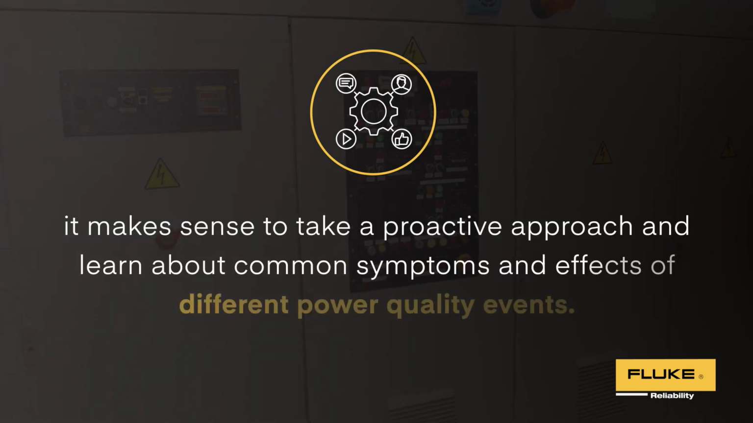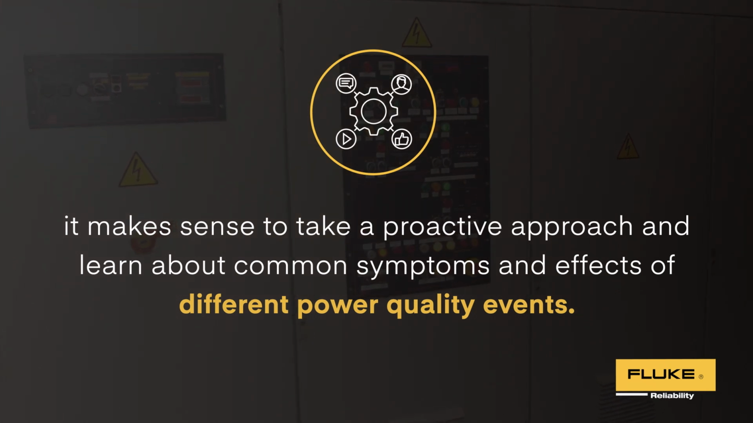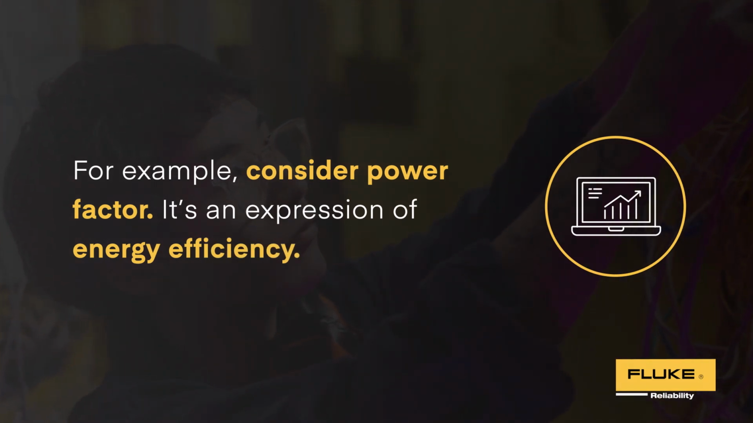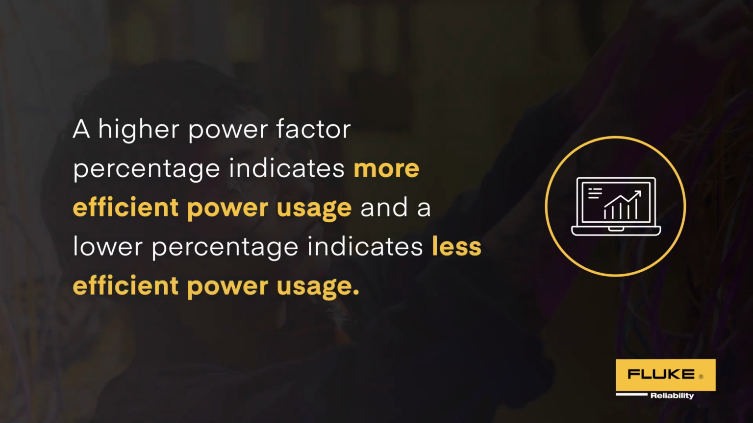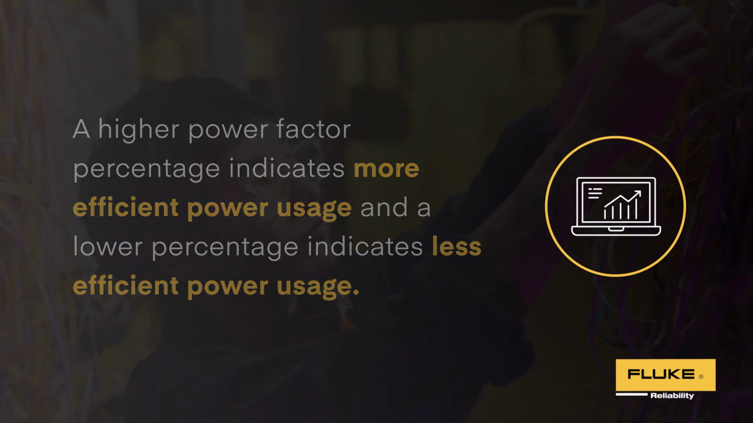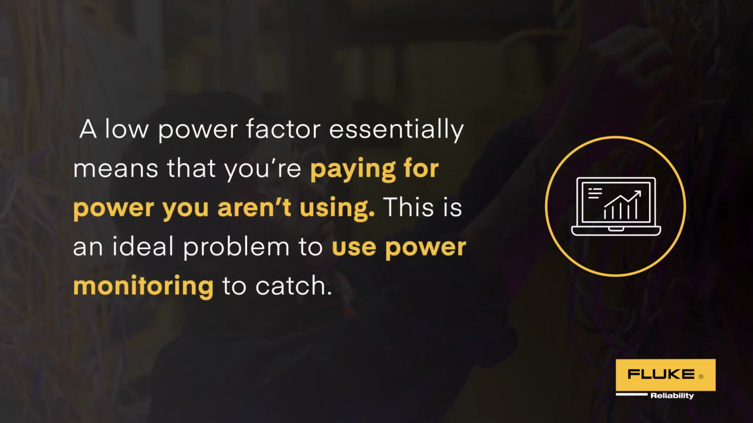Because many power quality events happen on the user's side of the meter, it makes sense to take a proactive approach and learn about common symptoms and effects of different power quality events. For example, consider power factor. It's an expression of energy efficiency. A higher power factor percentage indicates more efficient power usage, and a lower percentage indicates less efficient power usage. A low power factor essentially means that you're paying for power you aren't using.